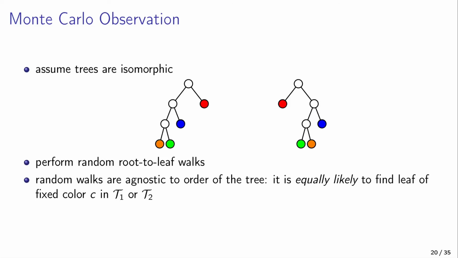If we want to find, say, a green leaf, we are equally likely to find it in the left tree or the right tree when we use random root to leaf walks. Remember that in a tree which is non-isomorphic to these two trees, we could never find a green leaf because of the isomorphism invariance axiom. And we can actually exploit this observation to create an algorithm.